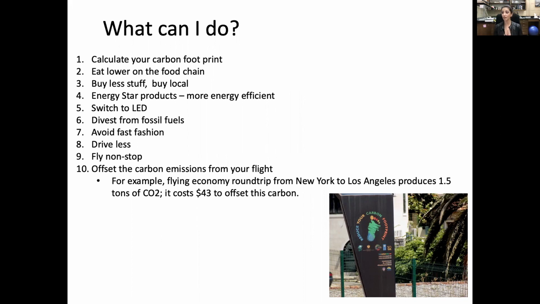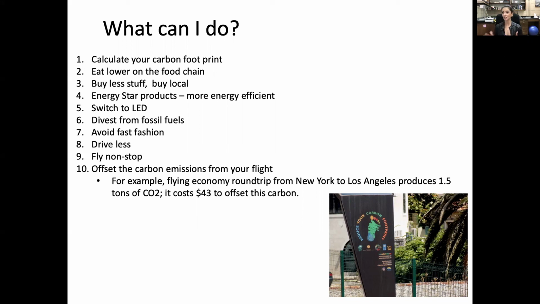Along the lines of flying, try to offset the carbon emissions from your flight. Many flights now, when you book your flight, you can have the option to purchase carbon credits and offset that carbon that is being emitted from the flight itself. For example, if you were flying economy round trip from New York to Los Angeles, this would produce 1.5 tons of CO2.